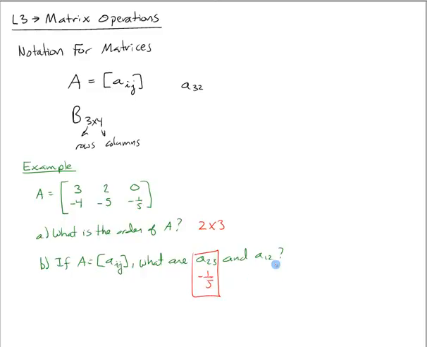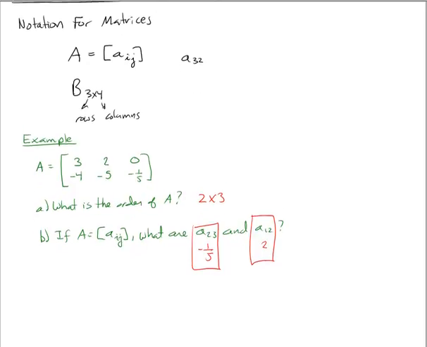Now a12 would be the first row, second column. So here's my first row, second column. The intersection is 2, so a12 is equal to 2. So it's pretty easy to work with matrices. We want to make sure that we understand when we're talking about elements that we can refer to them, so it's important to use that terminology.